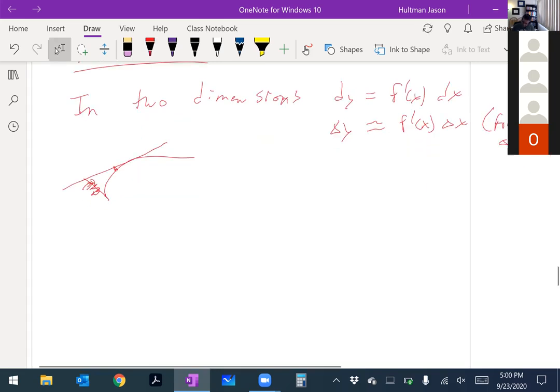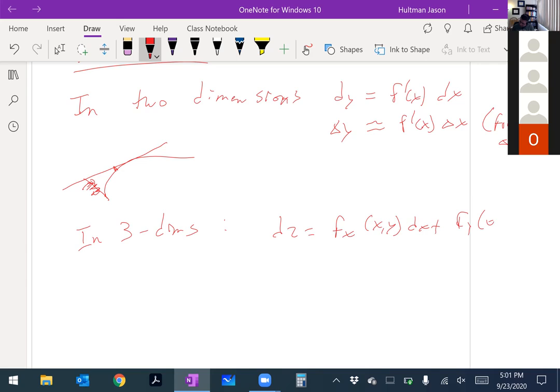Okay, in 3 dimensions, dz is equal to f sub x of xy dx plus f sub y of xy dy. So dz is equal to the partial of z with respect to x, dx. This is a d, not a partial. This is a dx. This is a partial derivative. This is not a partial. Well, it's a differential.